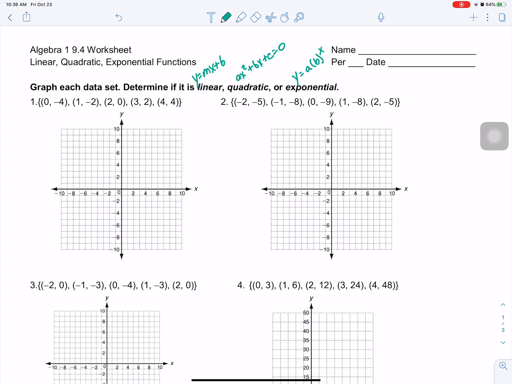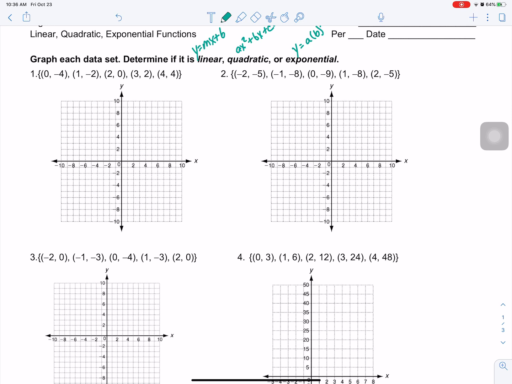So I'm just going to do one of these. You're going to graph each point. So 0, -4, 1, -2, 2, 0. Oops, I went the wrong way on that one. 1, -2, 2, 0, 3, 2, 4, 4. And then I'm going to look at what I have there and see if I can figure out which kind of, what I have. Do I have linear, quadratic, or exponential?